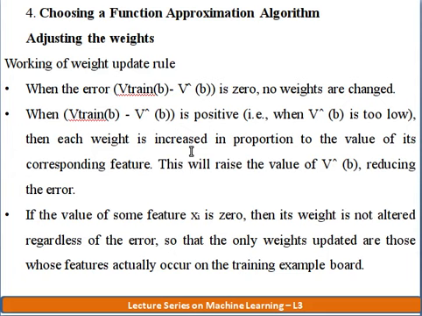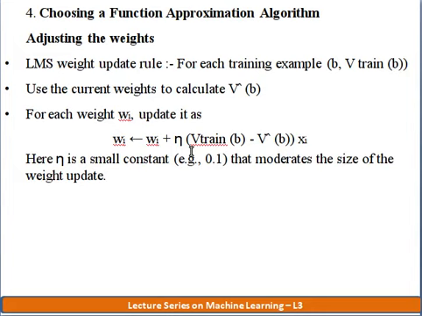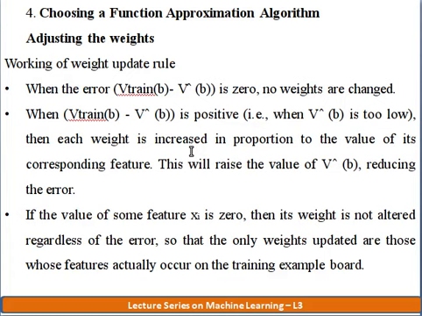Now how does this LMS rule work? Suppose the difference, that is V train of b minus V cap of b, is 0. That means there is no difference between the predicted value and the training value, so there will be no weight change. Okay, so if V train of b minus V cap of b is 0, then the old weight equals the new weight.